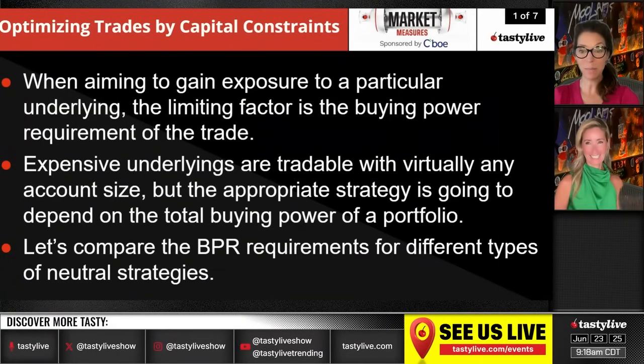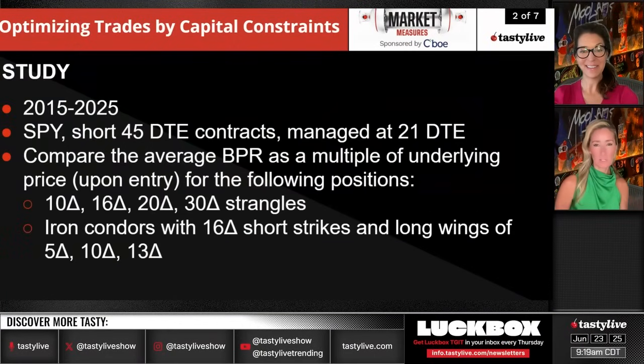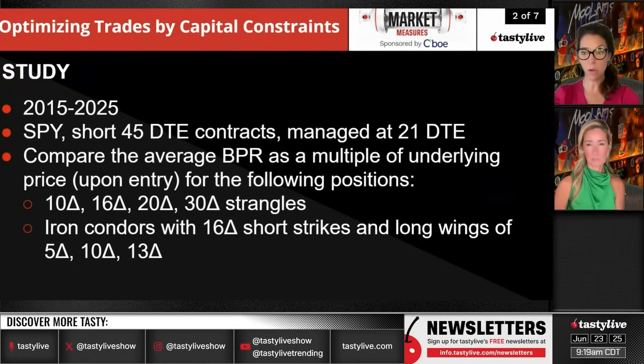Let's compare the buying power reduction requirements for different types of neutral strategies. Okay, so here's the study. I'm just going to go through most of this because it's pretty easy. So 2015, so 10 years of data, SPY, short 45 DTE contracts, managed at 21 DTE, pretty standard. Compare the average BPR as a multiple of underlying price upon entry for the following positions: 10 delta, 16 delta, 20 delta, 30 delta strangles, and iron condors with 16 delta short strikes and long wings of 5 delta, 10 delta, 13 delta.